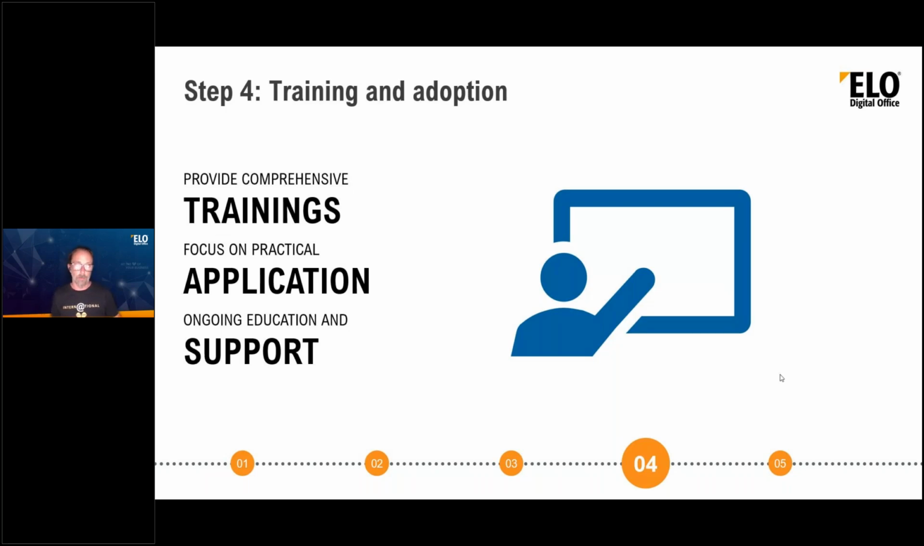Then you can provide some e-learnings, and then they can attend the training again and again when they need to, or when you have new employees. Then you have a learning path for them, so they know how to work with records management in your company. This can be done with the business solution ELO Learning, which can be purchased additionally with the ELO ECM Suite.